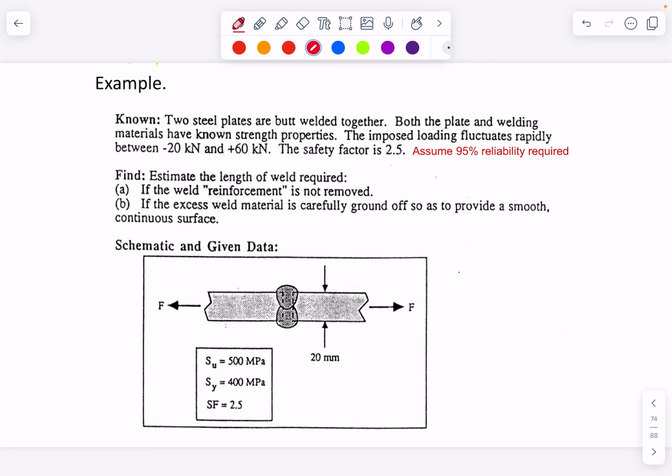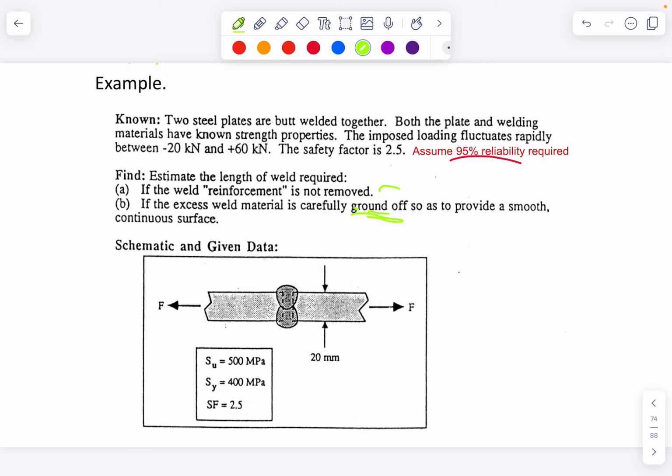So, example as always, 2 steel plates butt welded. Plate and welding materials have known strength properties. We put a fluctuating load between -20 and +60, so between compression and tension, with a factor of safety of 2.5. The assumed 95% reliability comes into it in terms of picking a factor of one of the Ks. So if the weld reinforcement is not removed, and what if we grind it off?